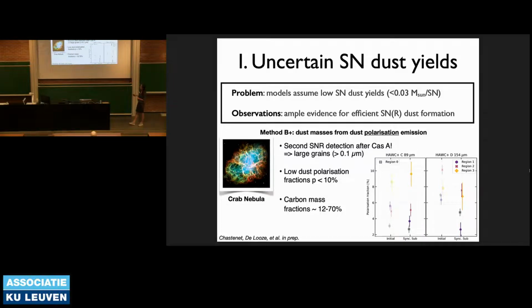And then we tried deriving a carbon mass fraction, but we only get a constraint that the carbon mass fraction, so the mass of carbon dust grains over the total mass of dust grains, is between 12 and 70%. So there's still a huge uncertainty. The only thing we can conclude is that both coexist.